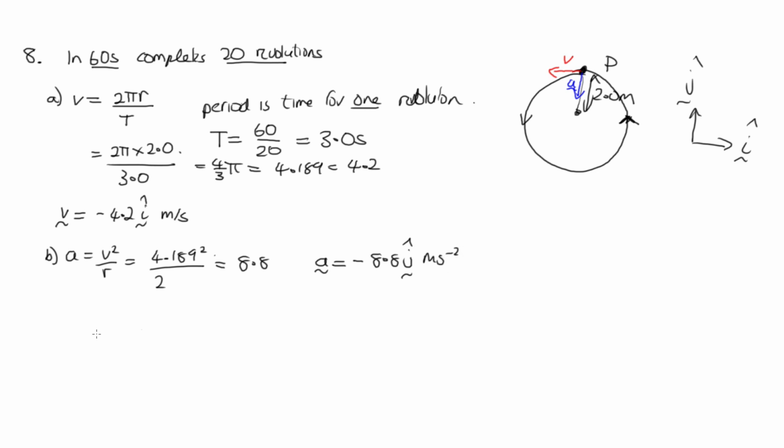Now part C asks us, what is the magnitude of the tension exerted by the cord on the mass? So the tension is the force which is making it accelerate. So we know that the force is equal to the tension which is equal to ma, and we've got the acceleration just here. So we can say, well, the tension then is equal to the mass, which is 3, times the acceleration, which is 8.8. So this is equal to 26 newtons.